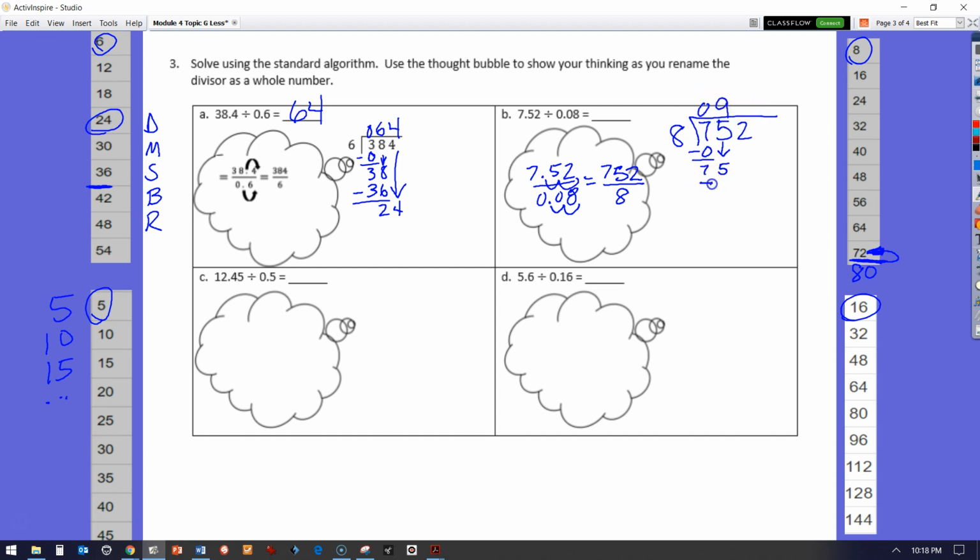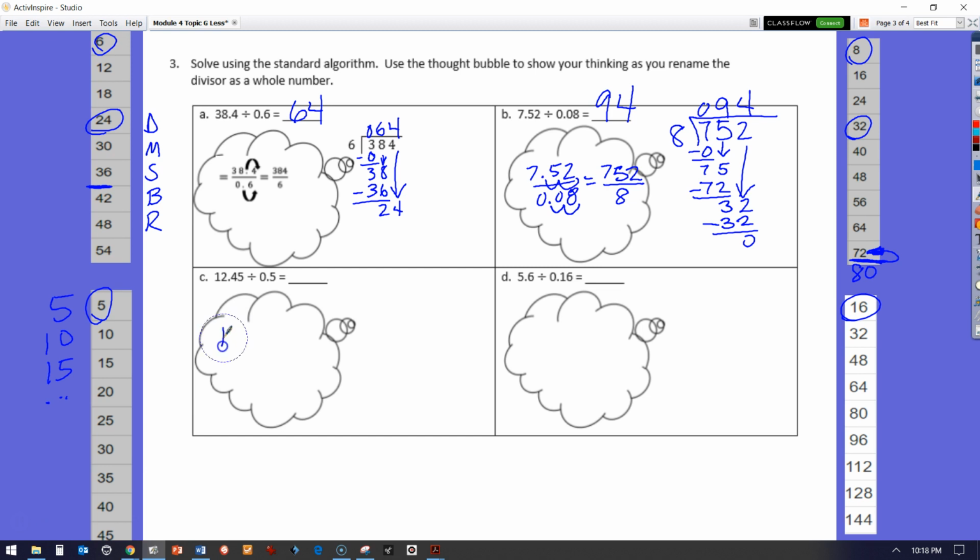9 times 8, it says 72. Subtract, I have 3. Bring down, I get 32. 32 divided by 8. 1, 2, 3, 4. It's going to be 4, because 4 times 8 is 32. The subtraction, I'm done. My answer is 94. All right, now they want me to do the whole thing again here.